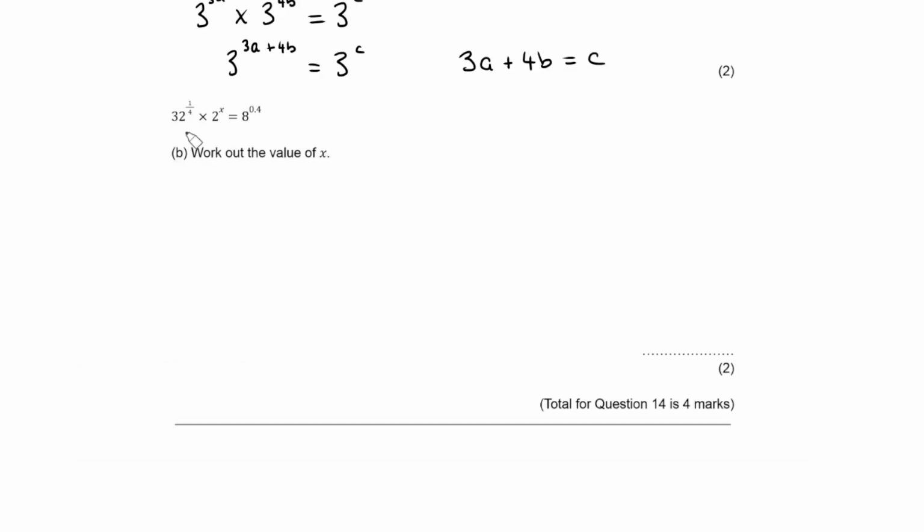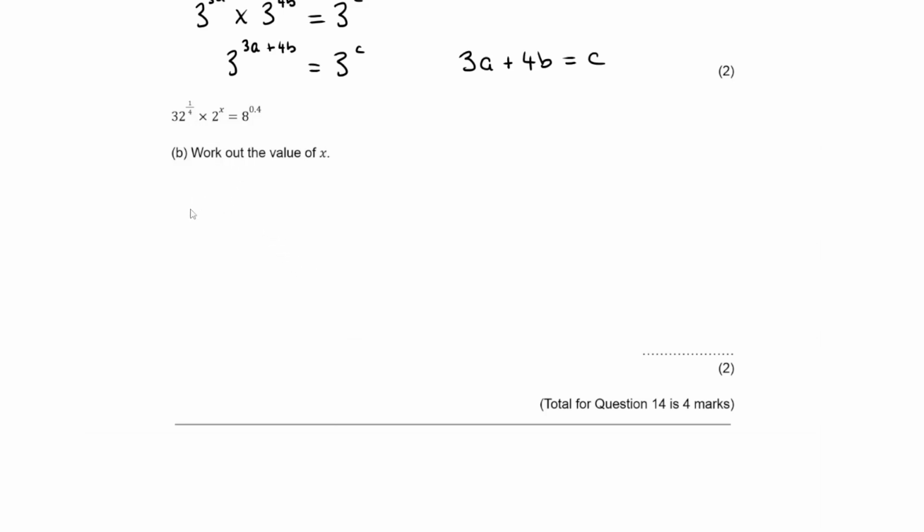We've got 32 to the power of a quarter times 2 to the power of x is equal to 8 to the power of 0.4, work out the value of x. Now, you might be thinking, oh, I'll just type that into my calculator, but I wouldn't do that because you're going to get loads of decimals and it's not going to be helpful. What I would do is think about what we did in part A. 8 and 32 are, again, multiples of 2. So can I rewrite those with a base of 2?